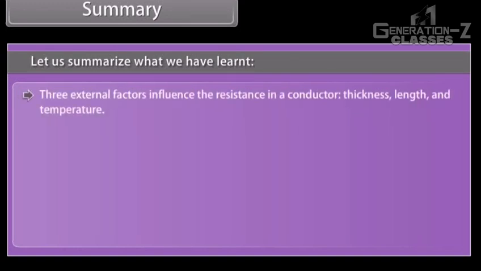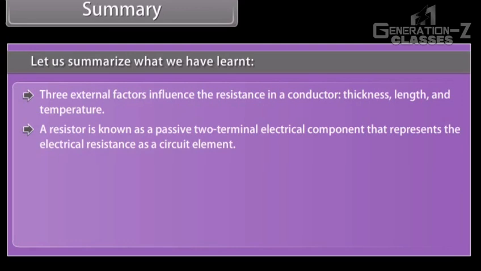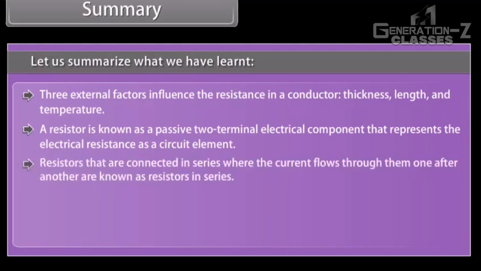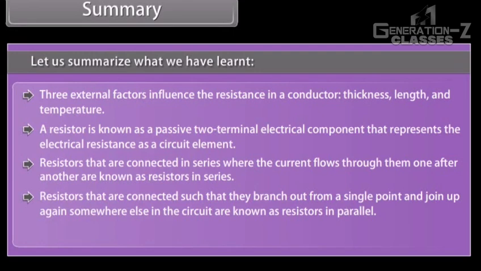Three external factors influence the resistance in a conductor: thickness, length, and temperature. A resistor is known as a passive two-terminal electric component that represents the electrical resistance as a circuit element. Resistors that are connected in series, where the current flows through them one after another, are known as resistors in series. Resistors that are connected such that they branch out from a single point and join up again somewhere else in the circuit are known as resistors in parallel.